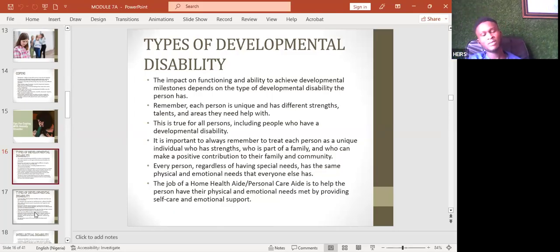The type of help rendered to people who have developmental disability differs depending on what type of developmental disability they have. It is important to always remember to treat each person as a unique individual who has strengths, who is part of a family, and who can make a positive contribution to their family and community.